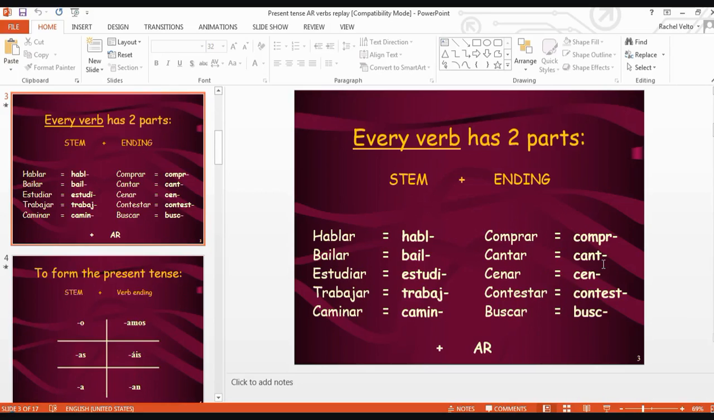Every single verb has two parts: the part that comes before the AR, ER, IR, and the part that comes after, which is the ending. So we've got lots of different examples of AR verbs. Some of the most common ones I've included here on the page. You've got hablar, to speak; bailar, to dance; estudiar, to study. And this one is a cognate because it looks like study. Trabajar, to work; caminar, to walk. Second side, you've got comprar, to buy; cantar, to sing; cenar, to eat dinner; contestar, to answer; and buscar, to look for, to search.